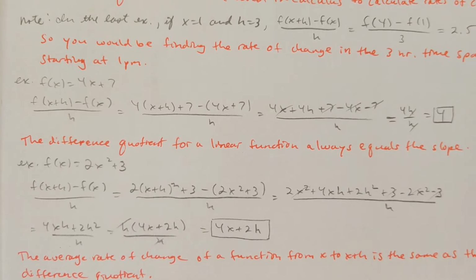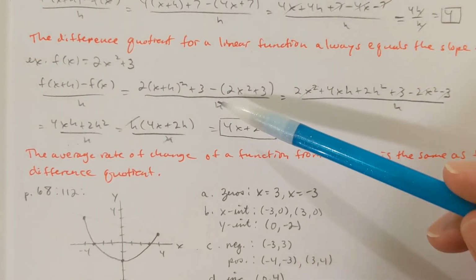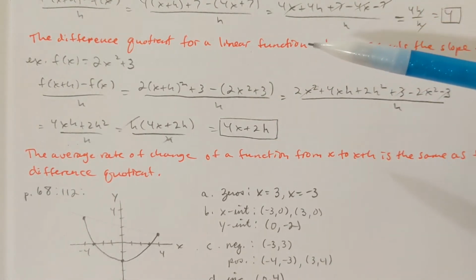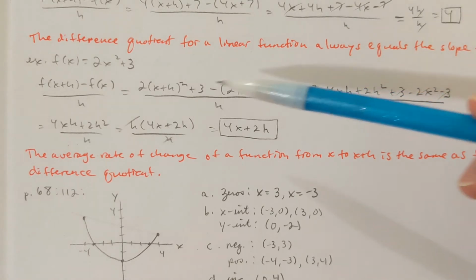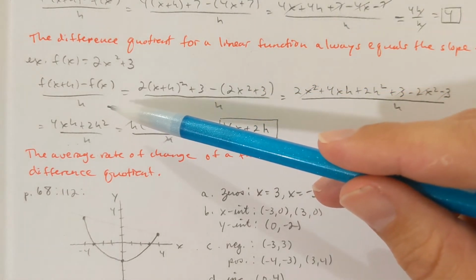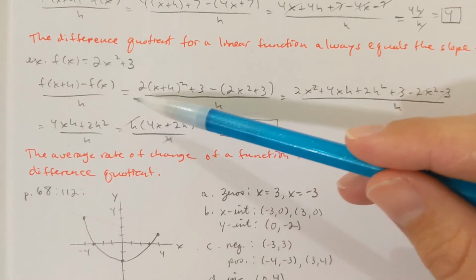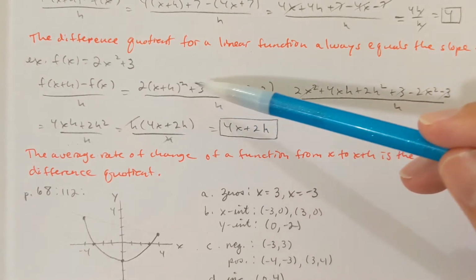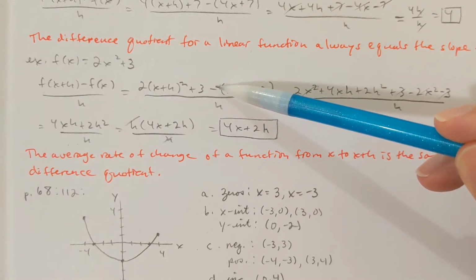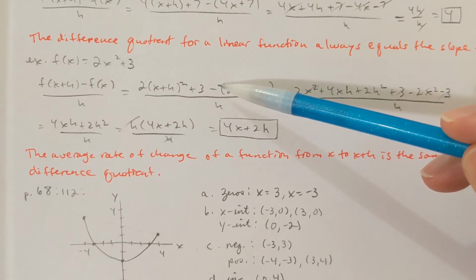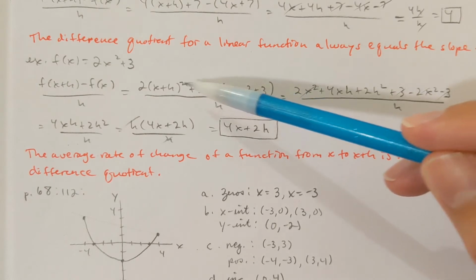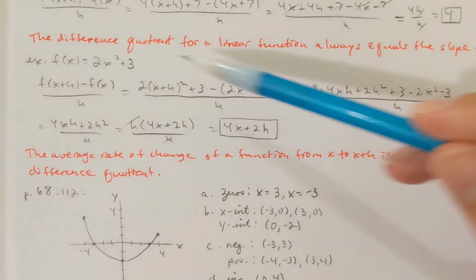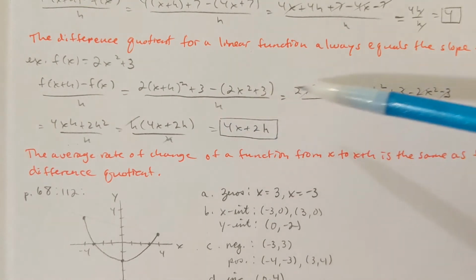Okay, so what if we don't have a line? What if we have some curve, f of x equals 2x squared plus 3, and we want to calculate f of x plus h minus f of x all over h. Well, f of x plus h means that I'd plug in x plus h where I see x. And so I've done that. And then I subtract f of x. Okay, I've done that, and this is all over h.